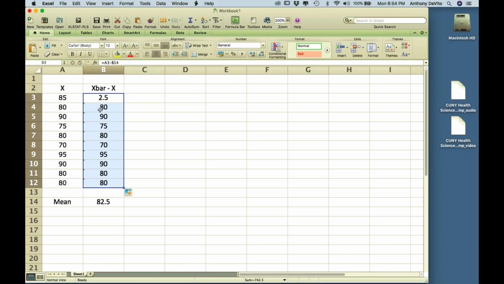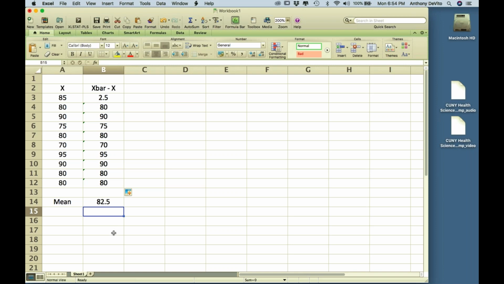What went wrong is that I wanted to continue to subtract the 82.5 from each one of these values. But remember, Excel steps down: the next one is A4 minus B15, which is an empty cell, then A5 minus B16, which is an empty cell. It kept moving both cells down, which doesn't work. It needs to keep using the 82.5 for each one of these.